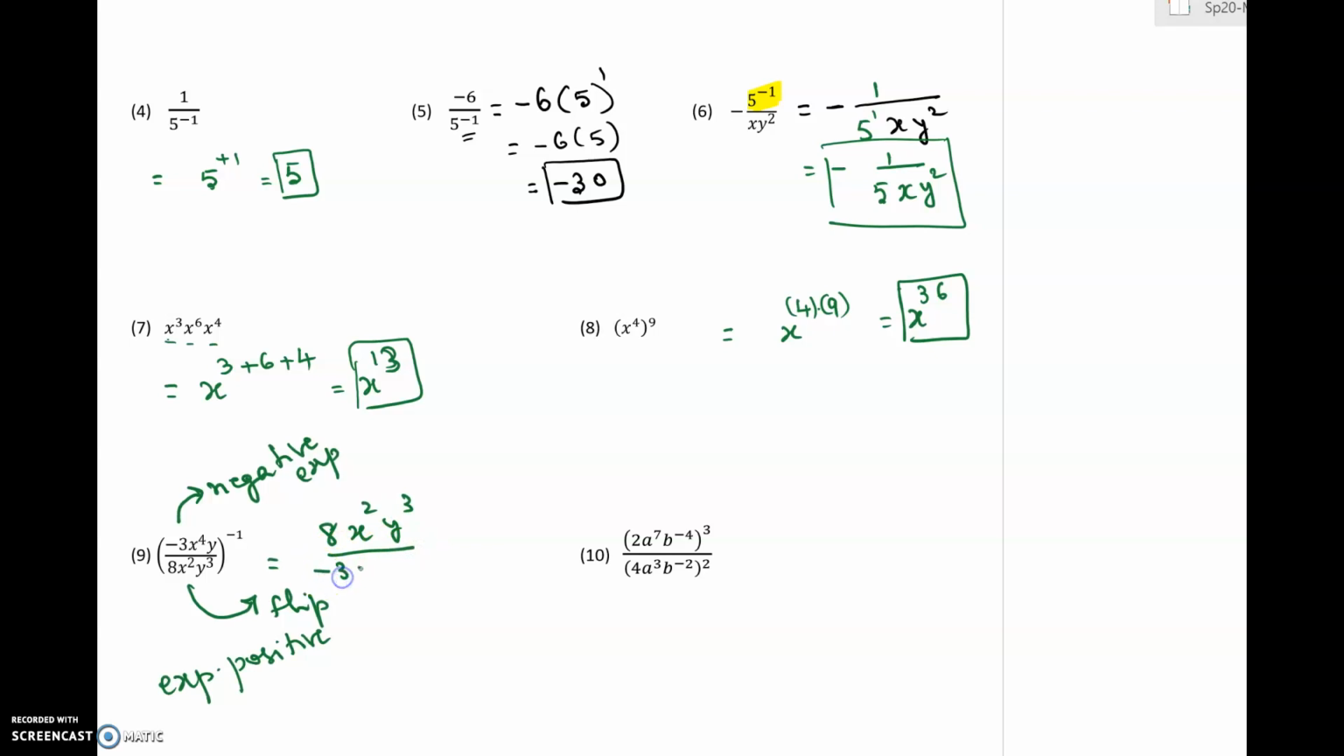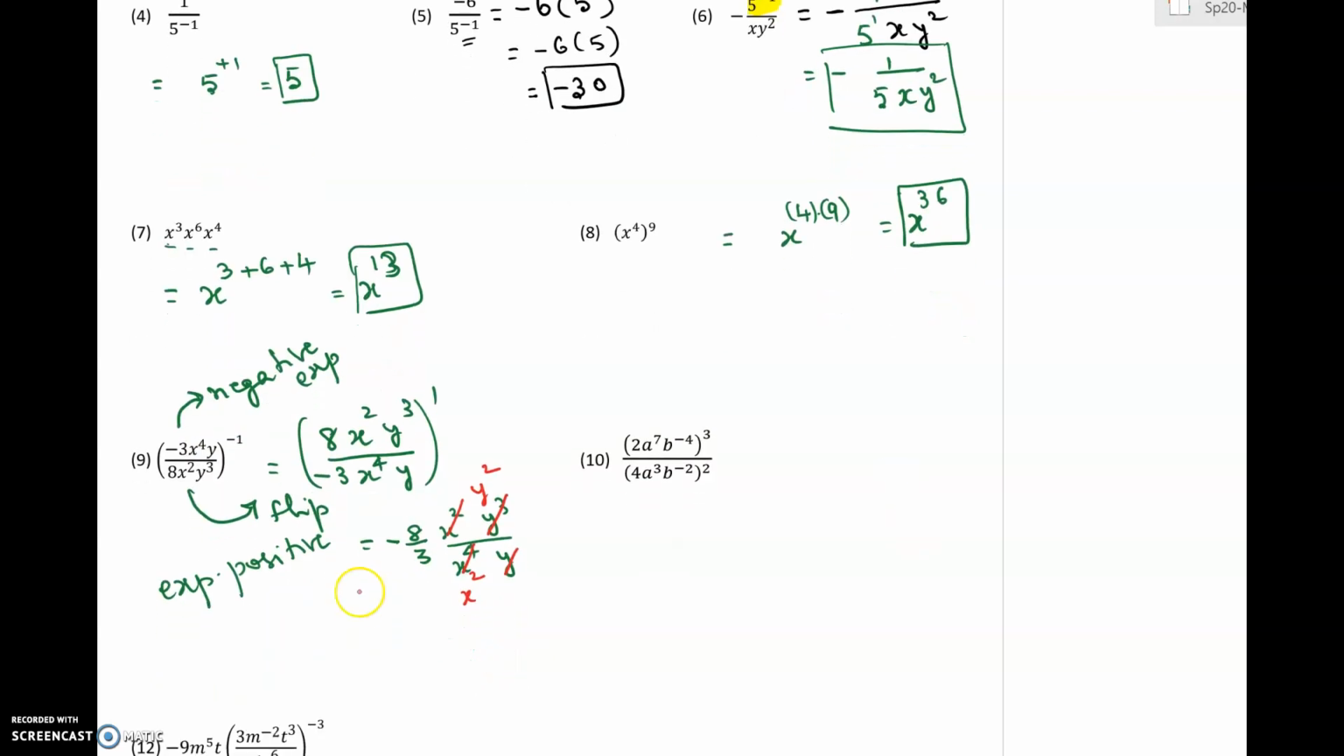Then we have negative 3x to the power 4 y, all to the power positive 1. Anything to the power positive 1, you can leave the base by itself. So it is negative 8 over 3, x squared y cubed over x to the power 4 y. You can simplify now. The x squared here and x to the power 4, that will become x squared below. Then y here and y cubed, that will become y squared. So ultimately it becomes negative 8 over 3, with y squared in the numerator. The denominator is x squared.